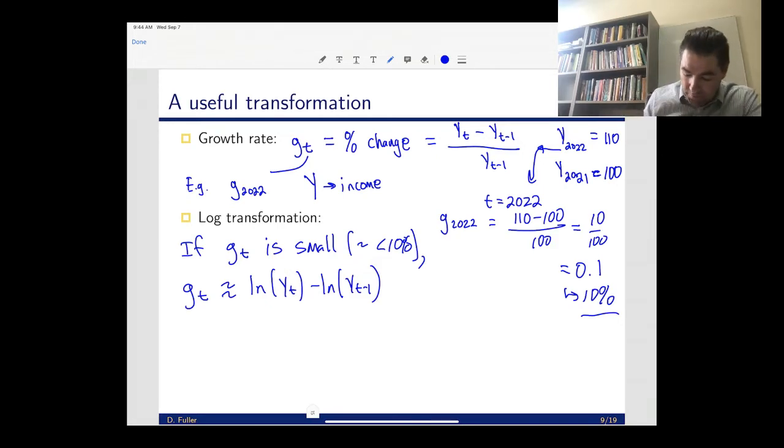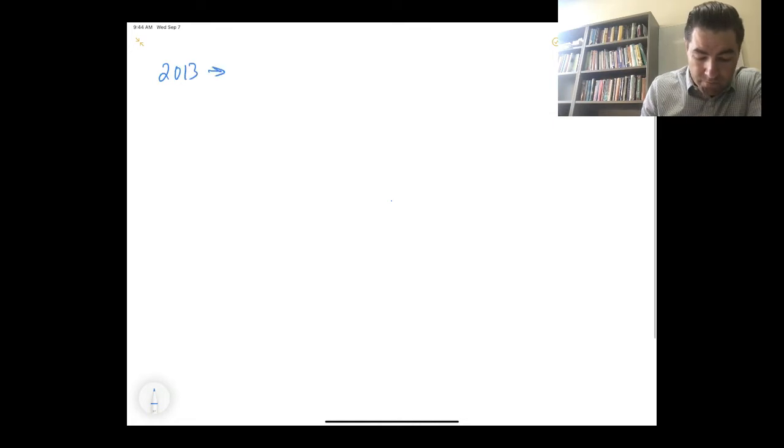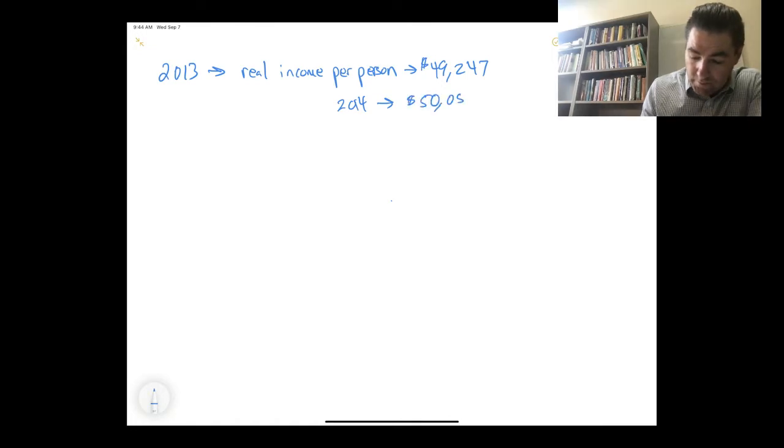So this is taking numbers. I'm going to flip to a different page here so we can keep track of this. In 2013, the real income per person was $49,247. In 2014, that number was $50,051. Okay, so let's look at growth rates and how we can use the log transformation to make our lives potentially easier.